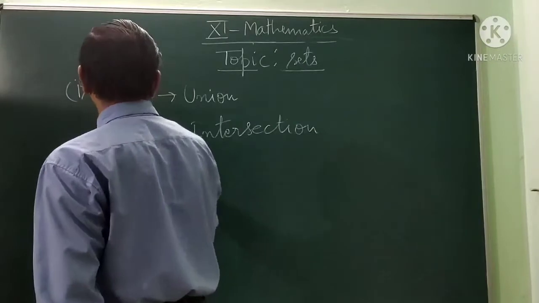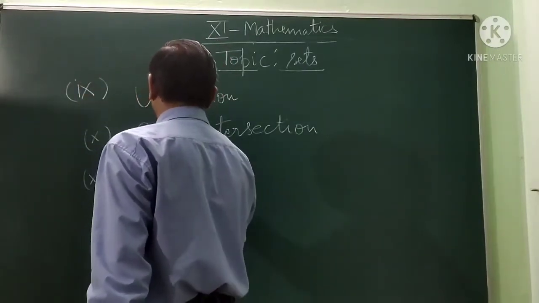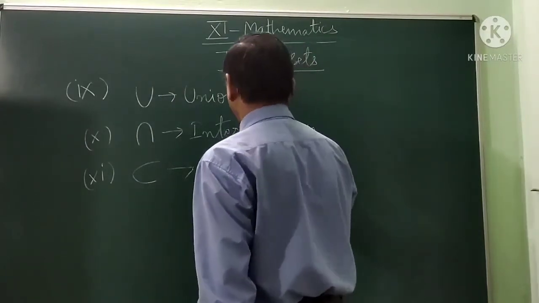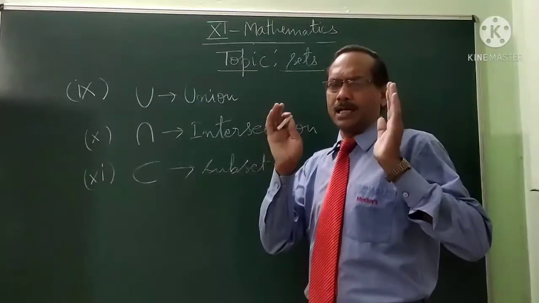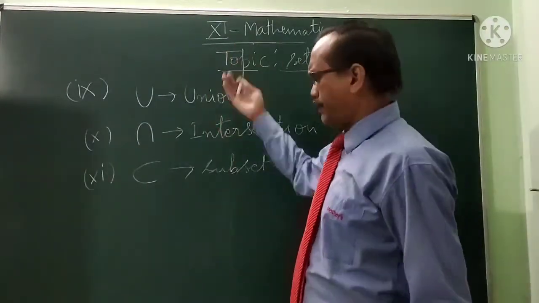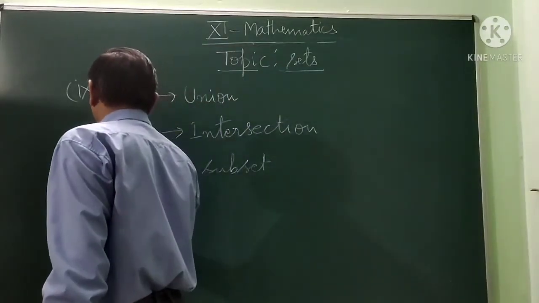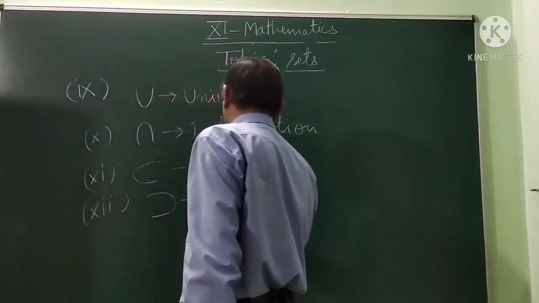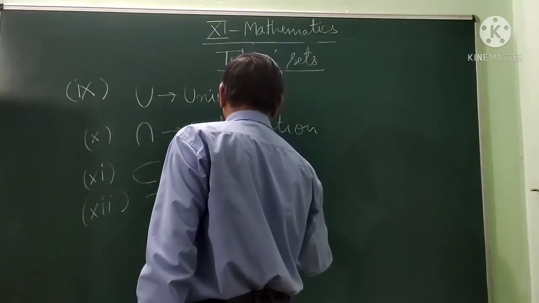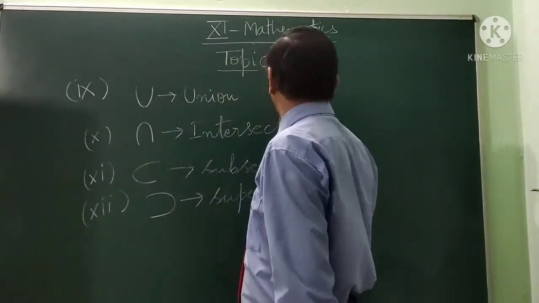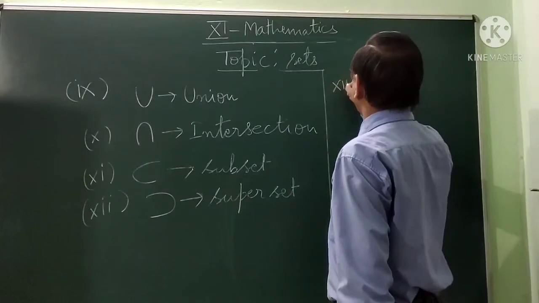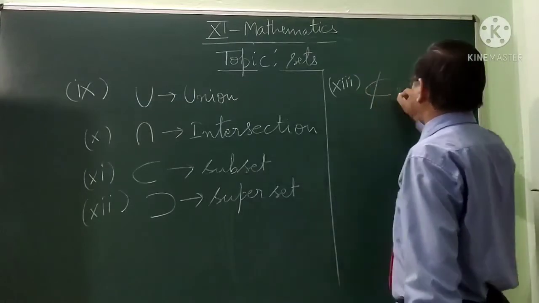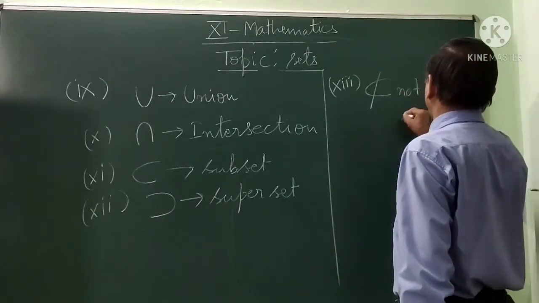Then, students, there is a sign. It is the sign of subset. Subset is a small set of the given set. We will discuss this thing later. Then it is a superset, the sign of superset. Student, see, it is not the subset.